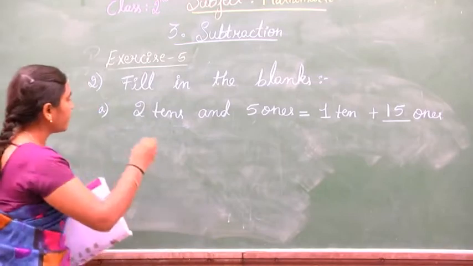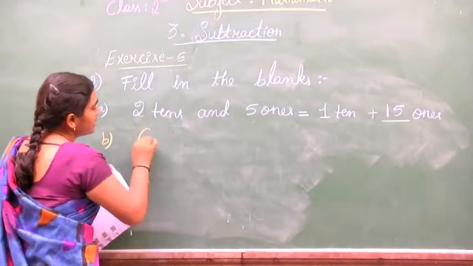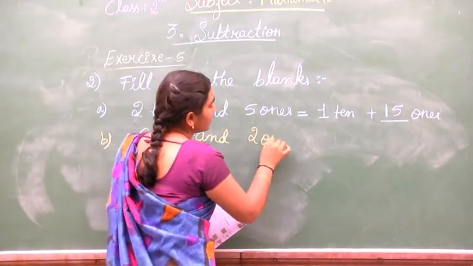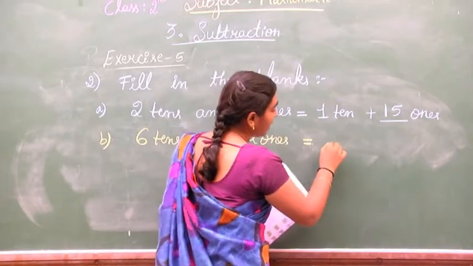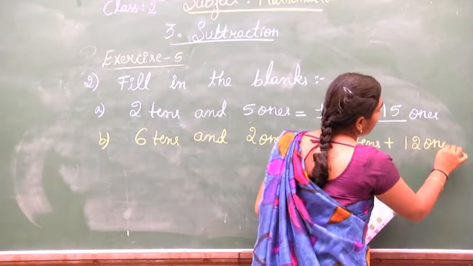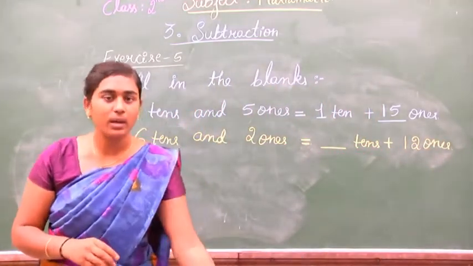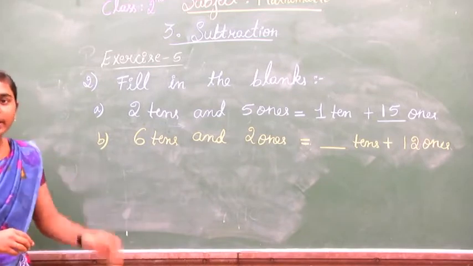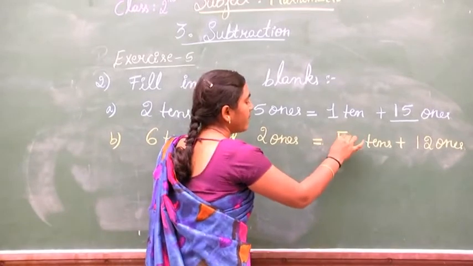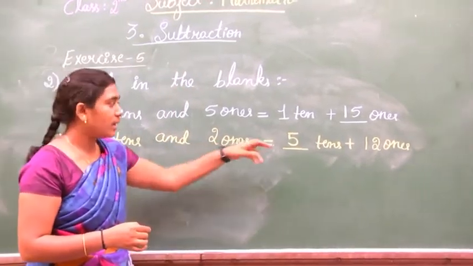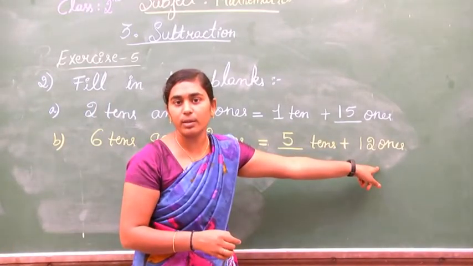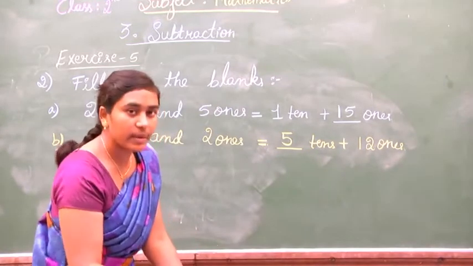In the same way, the second one, 6 tens and 2 ones will give dash tens plus 12 ones. They have regrouped. 6 will be reduced to, yes, it is 5, right? 6 before number is 5, and 2 will be regrouped to 12 ones. Now answer me for the second one.